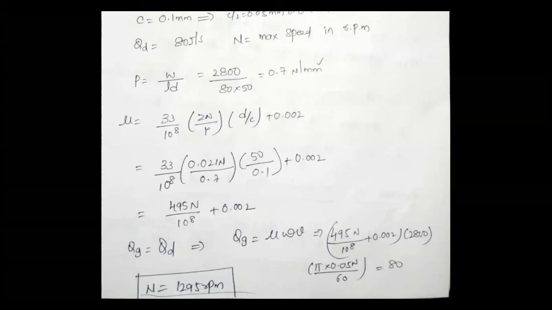Please solve for your N value by equating the amount of heat generated and the amount of heat dissipated. Then you will get the value of N directly, 1295 RPM. Directly by using a calculator, you will get the value. There is no difficulty. The only thing we have done here is equate heat generated and heat dissipated, unless it is artificial cooling.